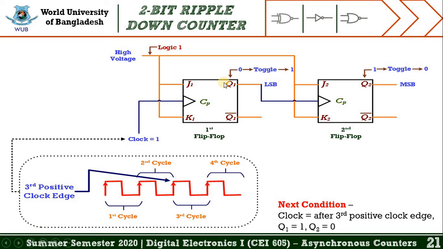Since the value of Q1 is equal to 1, we find the second flip-flop is activated or triggered, and the output of the second flip-flop is also toggled, and we found 0. Now if we look at the condition, the value of clock is equal to 1, which means after the third positive clock edge, the value of Q1 is equal to 1, and the value of Q2 is equal to 0. So let's move into the next slide to explore another condition.